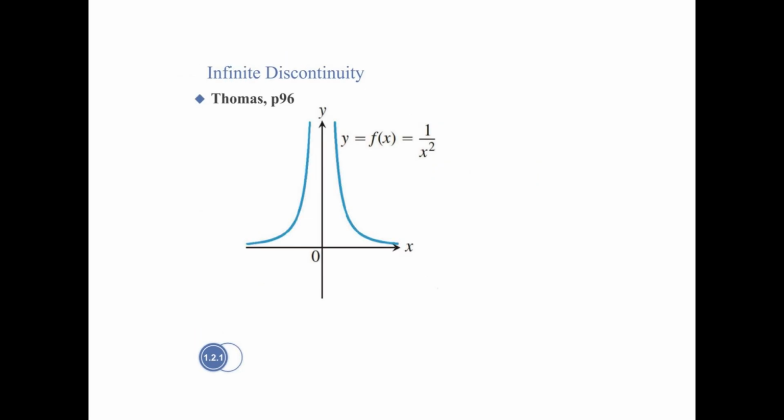And the last one is infinite discontinuity. An infinite discontinuity happens when the function goes up or down without bound near a certain x value. In this example, y equals 1 over x squared grows toward infinity as x gets close to 0. This usually happens near a vertical asymptote, so the function is not continuous because the values become unbounded.